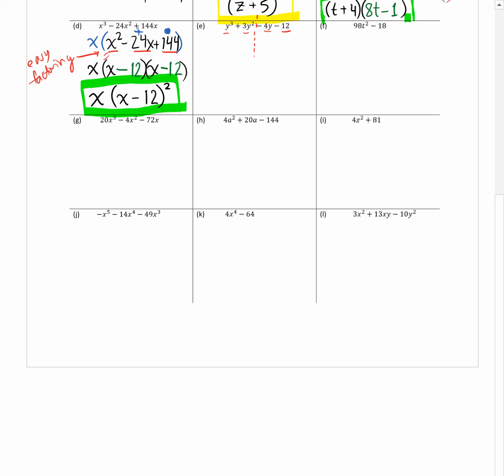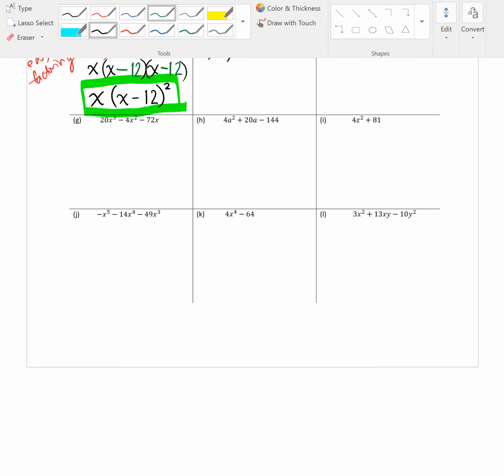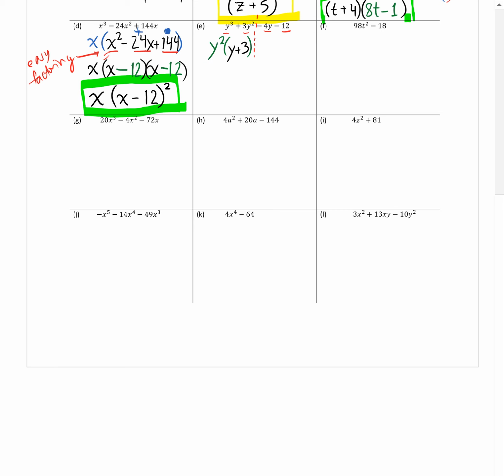Between y to the third and 3y squared, they have a y squared in common. And if I factor that out, I'll be left with a y plus 3. Alright, that works. How about we try to see what the third and the fourth terms have in common. Negative 4y minus 12. Well, a 4 divides into both of them, but I better factor a negative 4 out because the sign above it was negative.